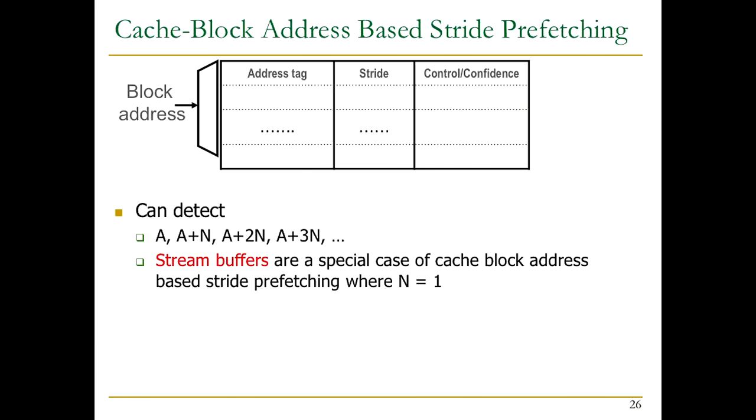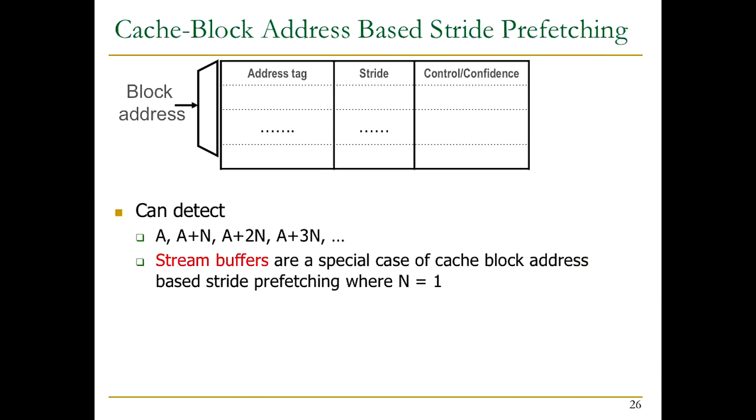But there are cases where the stride is generated by not necessarily an instruction, but just an access of multiple instructions or multiple things that are going on in the processor. You happen to access block A, and then block A plus n, and then block A plus 2n, A plus 3n, and so on. And if you actually do keep track of a block address and a stride, you can prefetch things. So stream buffers, which we'll talk about, are a special case of this, where cache block address-based stride prefetching, where n is equal to 1.